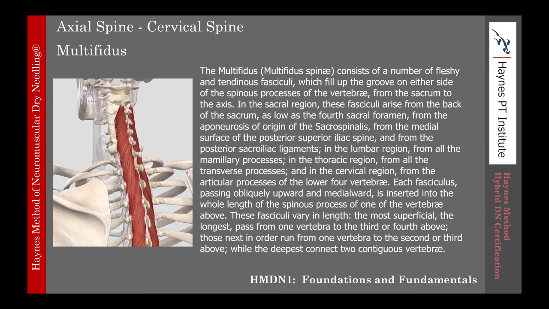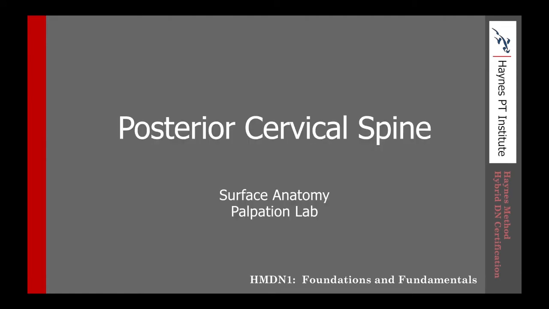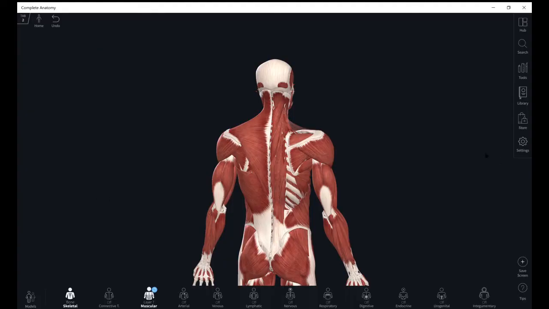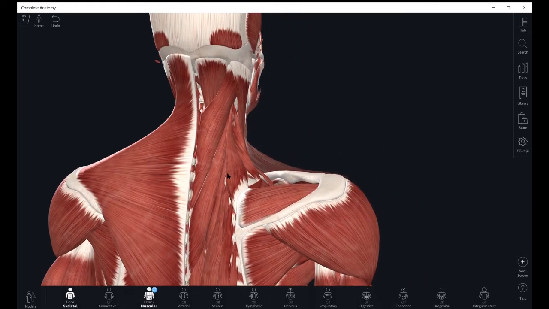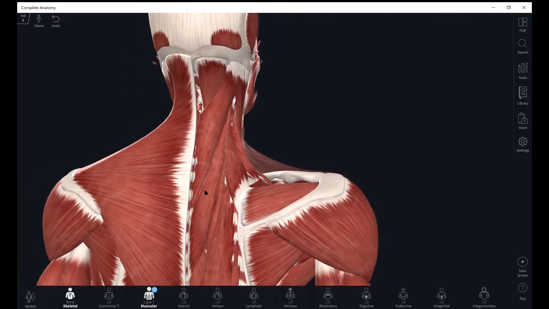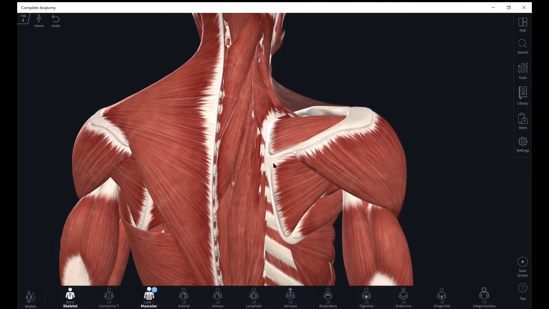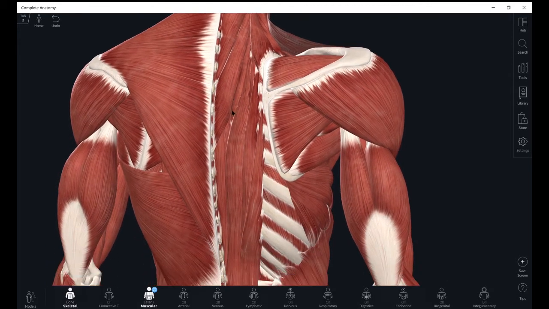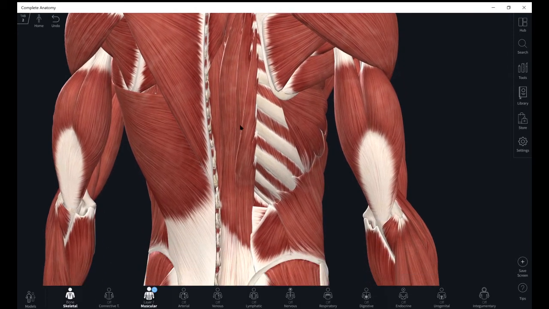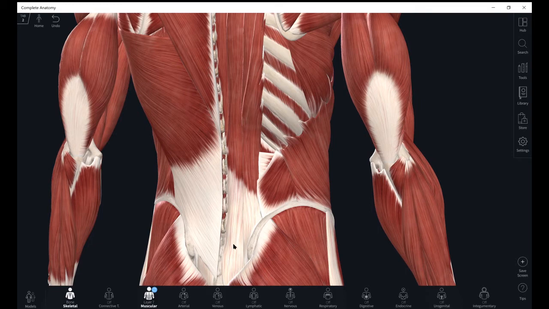Let's see here. All right, so our posterior cervical spine, our surface anatomy lab. And so let's look at our three-dimensional view of our structures. In this particular example on the right-hand side, I've removed some of the superficial musculature. I've taken away the traps and a few other things to pinpoint this long structure of spinal muscles that we're talking about. I'm going to highlight it here in just a second.